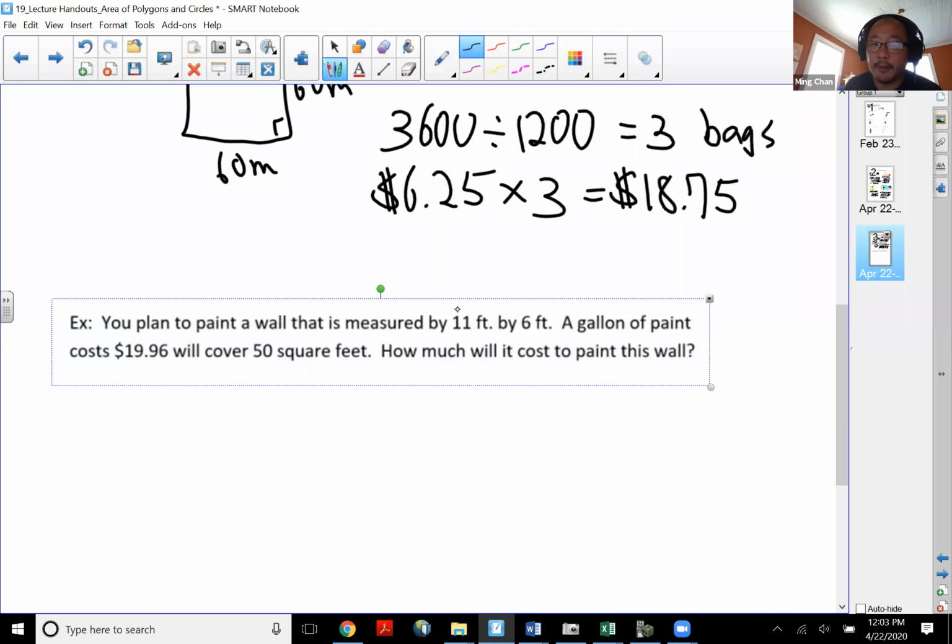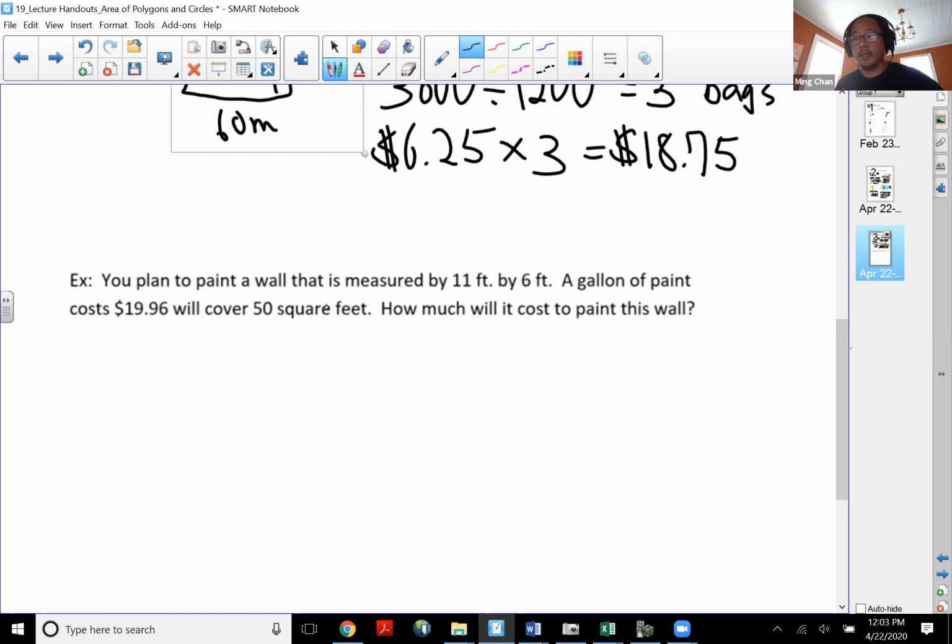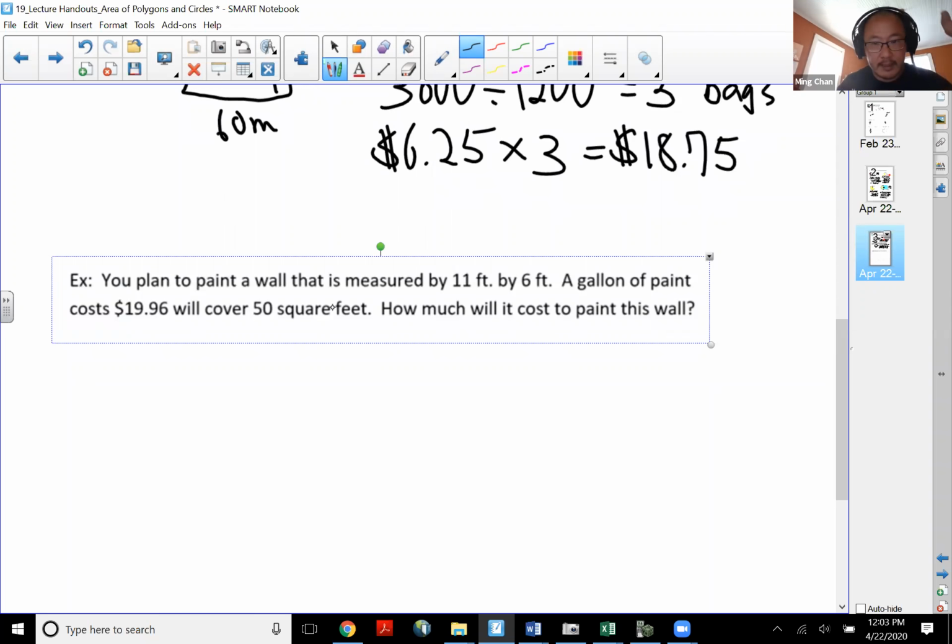All right, so like before, if you're running out of paint, you can't just drive all the way back to Lowe's, because in our county we have a curfew. If you're painting in the evening, and by the time you finish painting and you're running out, you can't go outside to the store past 10 o'clock. So let's go ahead and figure out how much paint we need so we can figure out how much it will cost me. So by looking at the dimension, 11 feet by 6 feet.